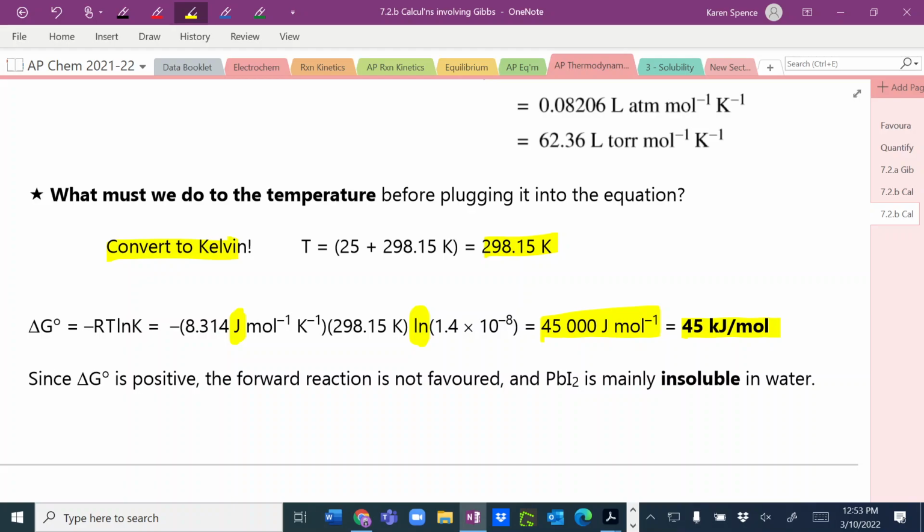Delta G is positive. Oh my God, we finally found a positive one. What does that mean about the solubility of lead iodide? It's not soluble, and its K would be less than 1. Excellent.